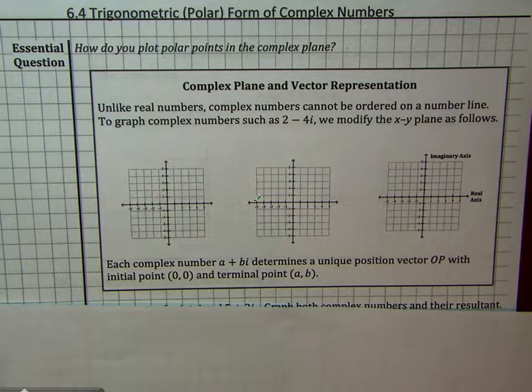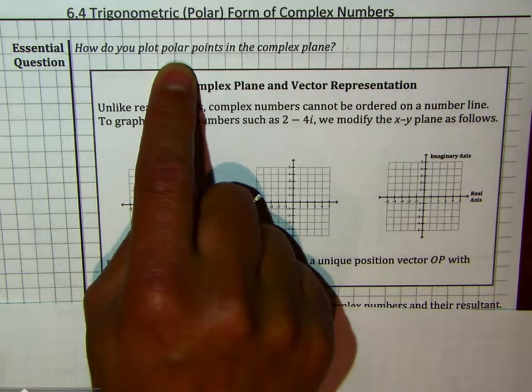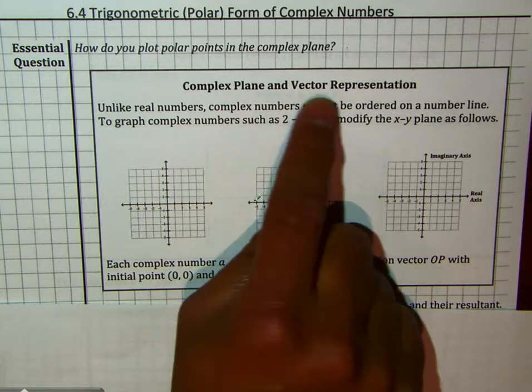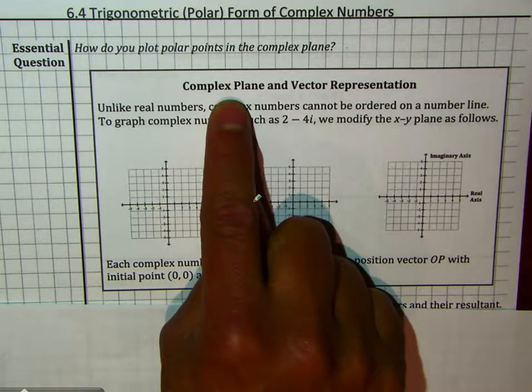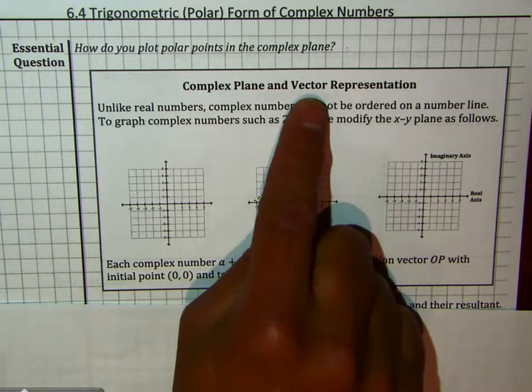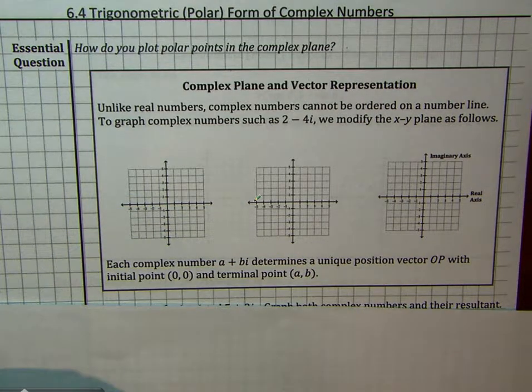So in this case, we have the essential question: how do you plot polar or trigonometric points in the complex plane? So the complex plane and the vector representation. One of the things that you guys will notice is that before you used to be able to plot complex numbers as just a point, we are going to actually write it down as a vector, similar to what we covered on the last section.